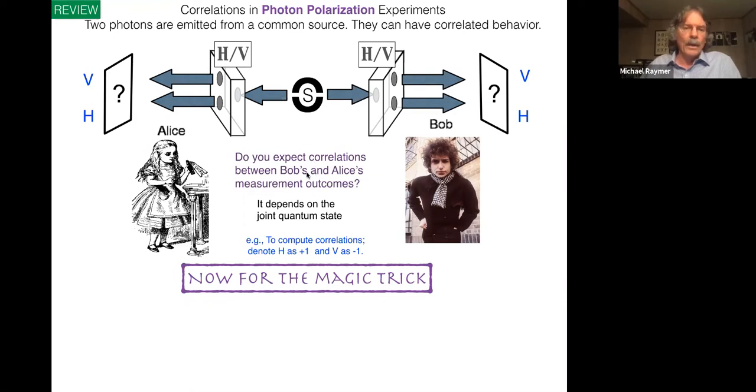So do we expect correlations between Bob and Alice's measurement outcomes? Well, it depends on the quantum state. If this source of the photons is made in a joint quantum state so that the photons' polarizations are uncorrelated, then there's no correlations.